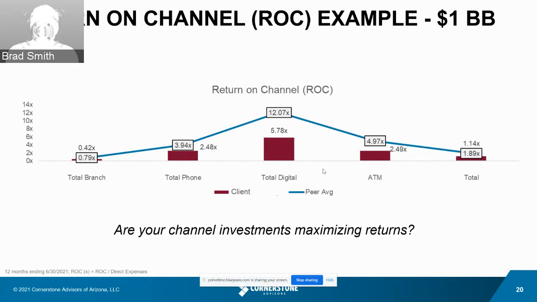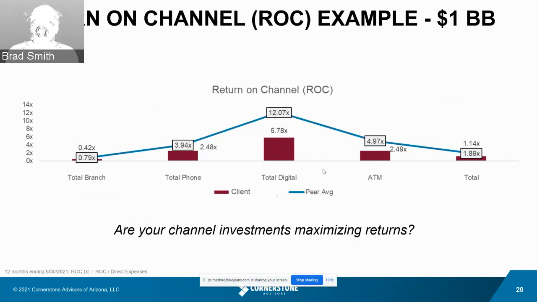So does this mean you need to close your branches and become a digital bank? Certainly not, maybe some. But this just means you need to look at your channel mix and figure out where the best investment dollars are. Perhaps you need to close branches. Maybe you need to add some branches in better locations.